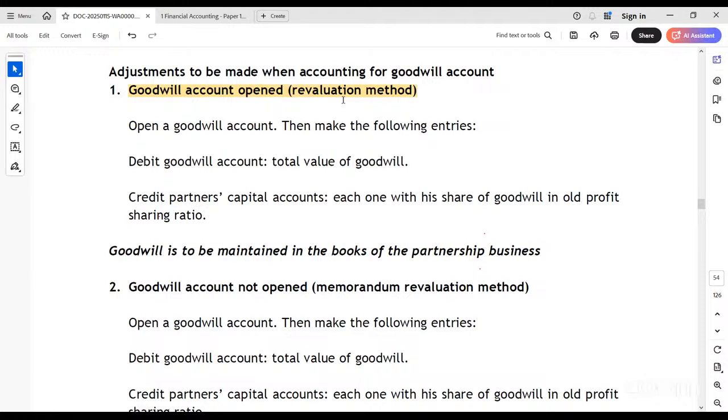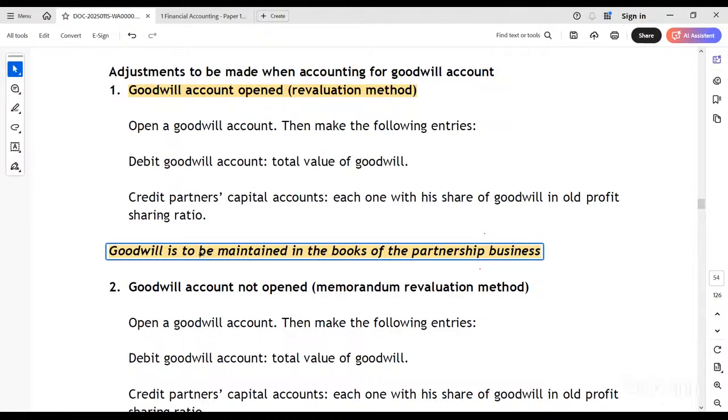That is under the revaluation method. So under that method, you'll find that goodwill is to be maintained in the books of the partnership business. This is something which is also very important. Under the revaluation method, the goodwill account is prepared, and then the value of goodwill is to be maintained in the books of accounts.